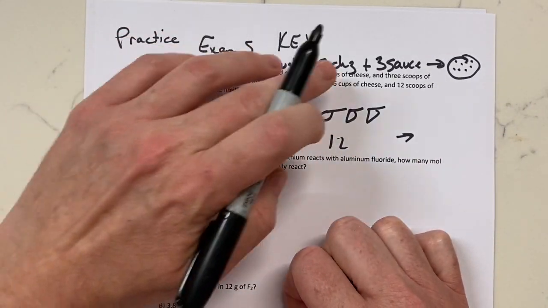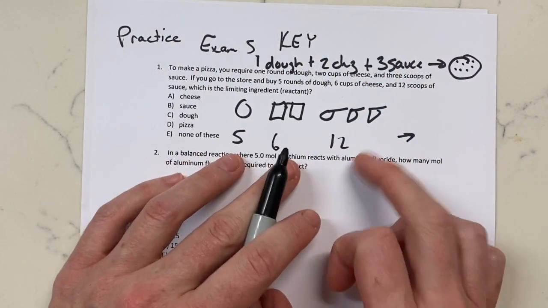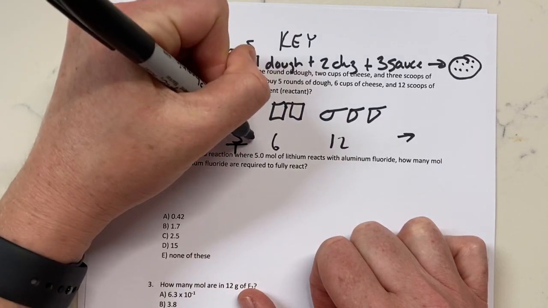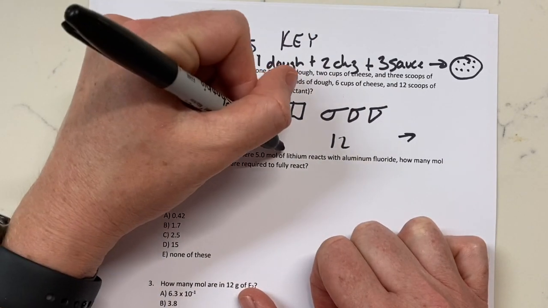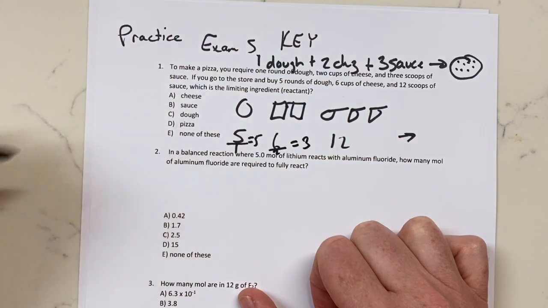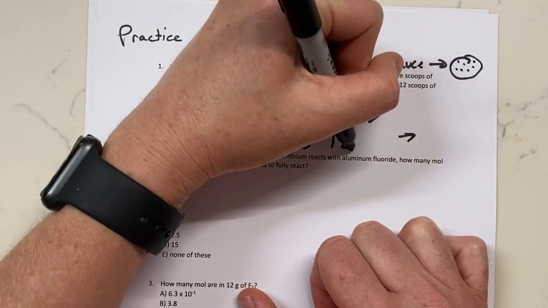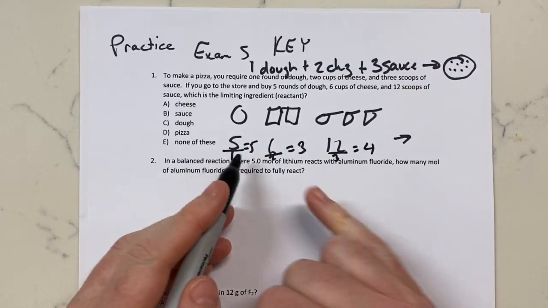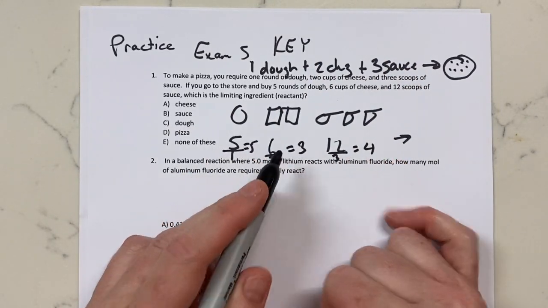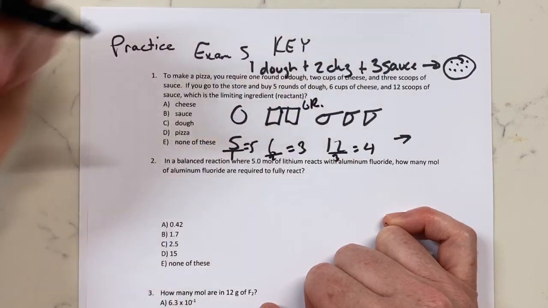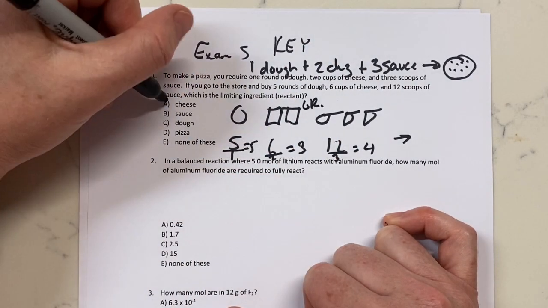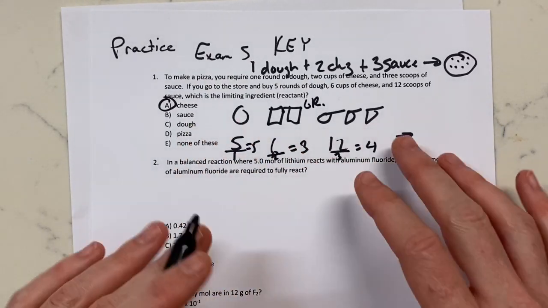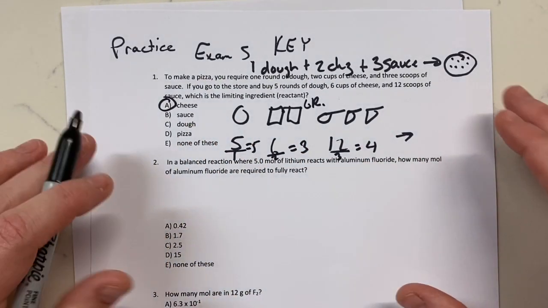So essentially we look at these coefficients and we take the amounts that you have and divide them by the coefficient. So I'll divide that by 1, and that will give me 5. I divide 6 by 2, and that gives me 3. And I divide sauce by 3, and that gives me 4. So which one is smaller, 5, 3, or 4? This one's smaller. And that is why my 2 cups of cheese is my limiting reactant. Now you could have drawn this all out and taken a while, but yeah, hopefully that makes some sense.